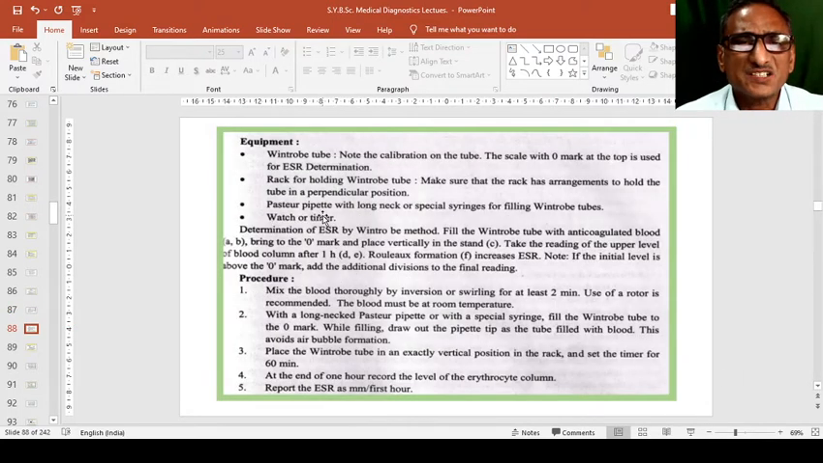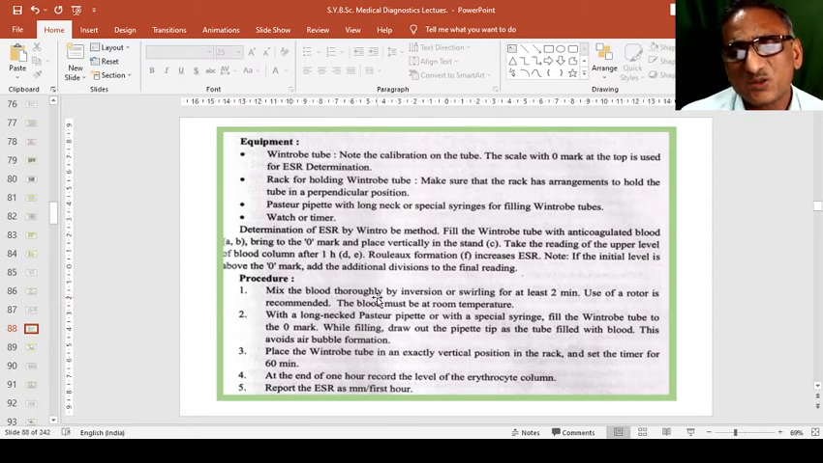So equipment: Westergren tubes, rack, slide, pipette, timer, then blood, solvent, cotton. These are the necessary materials. Every time you have to use them. In this method you have to calculate by using the procedure.